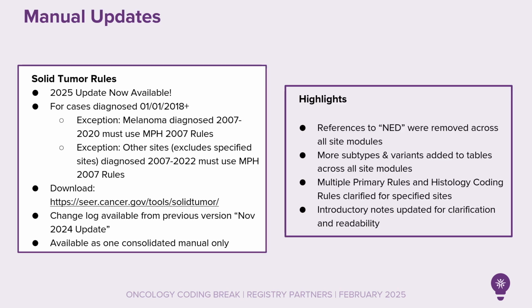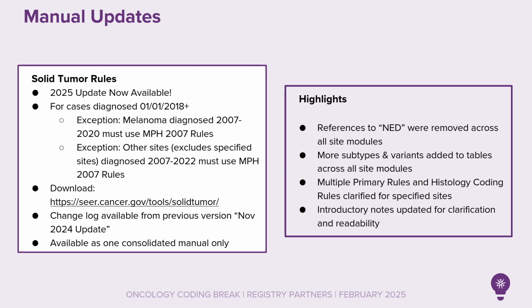We have several manual updates in 2025. The solid tumor rules, which is for cases diagnosed January 1st, 2018 and forward. There's an exception for melanoma, which was diagnosed from 2007 to 2020, and they must use the MPH 2007 rules. The other exception is for the other sites, which excludes specified sites that were diagnosed 2007 to 2022, and we must use the MPH 2007 rules for these diagnosis years.